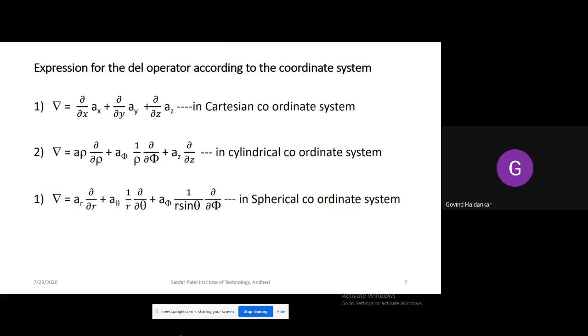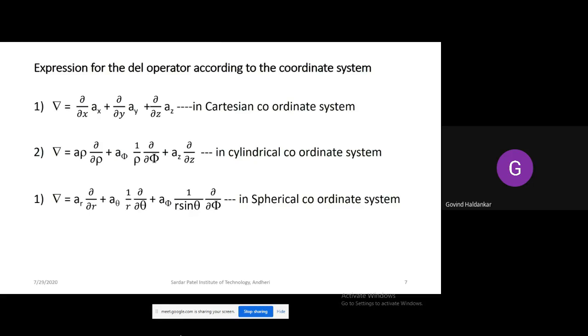In the first two terms, aρ is a unit vector, the radial vector, and aφ is related to the tangent drawn to the circumference of the cylinder, and ρ is the radius. Hence it starts with aρ ∂/∂ρ and aφ (1/ρ) ∂/∂φ. Phi is an angle. ρ dφ is the radius times the smallest angle, so you get the length of that arc. Hence it is written as 1/ρ times ∂/∂φ.